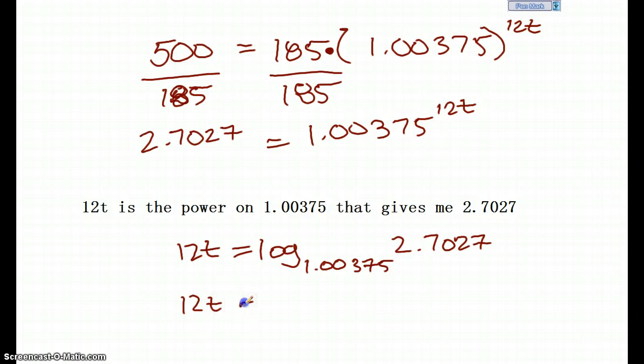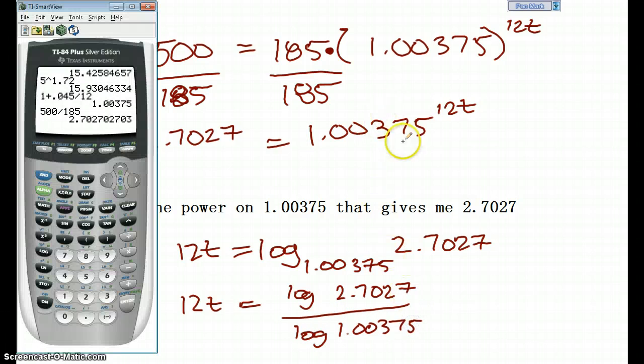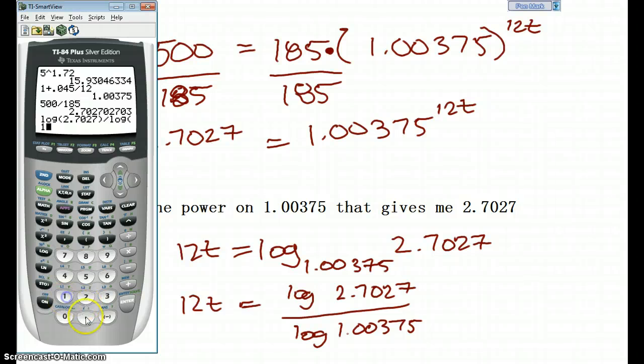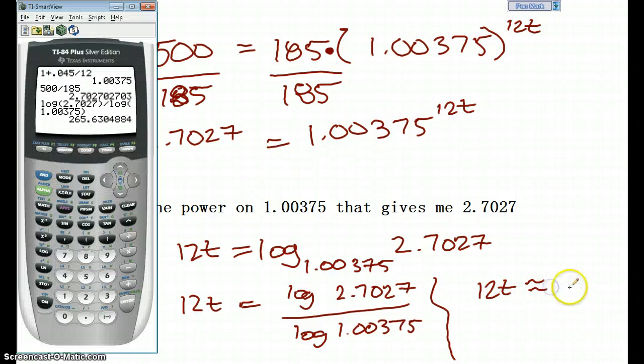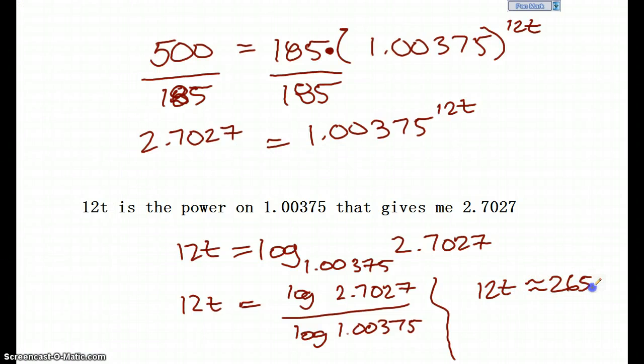So the first thing I'm going to do is set this up for my calculator. Log of 2.7027 divided by log 1.00375. That's what we need to do to get it into our calculator. So 2.7027 divided by log of 1.00375. That gives us 265.63. So I know now that 12t is about 265.63.